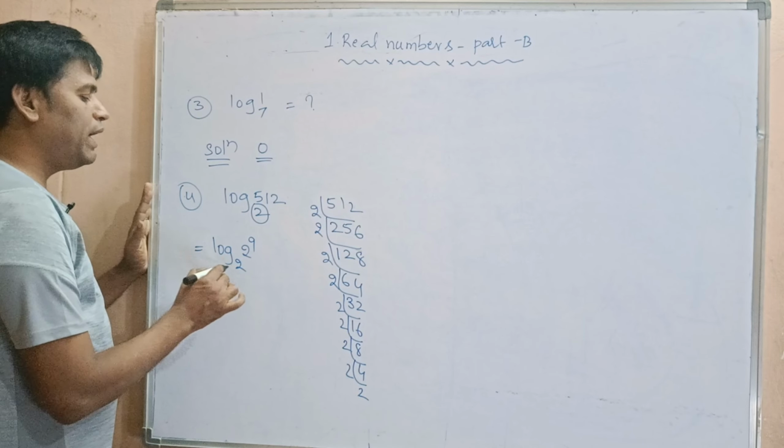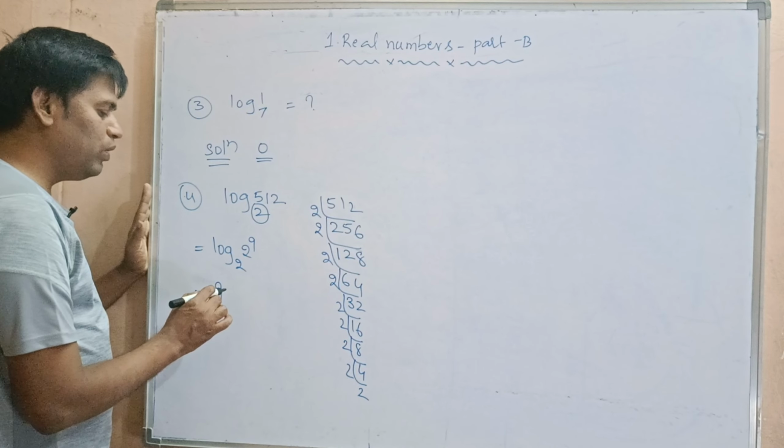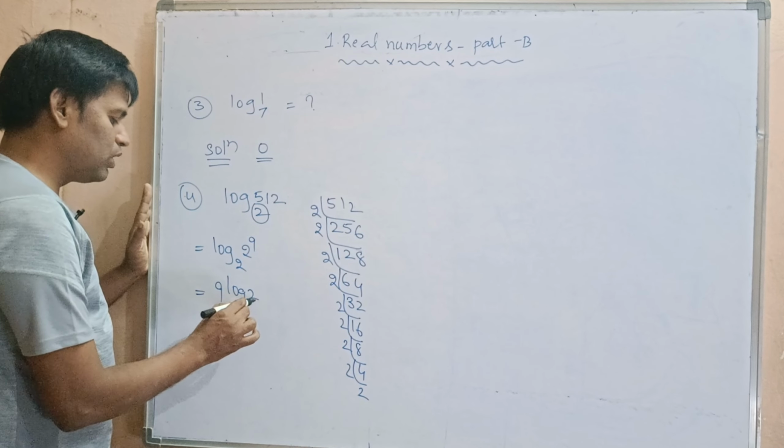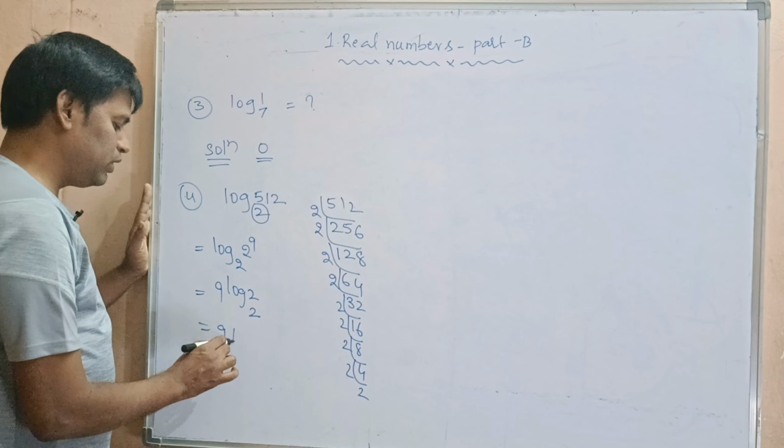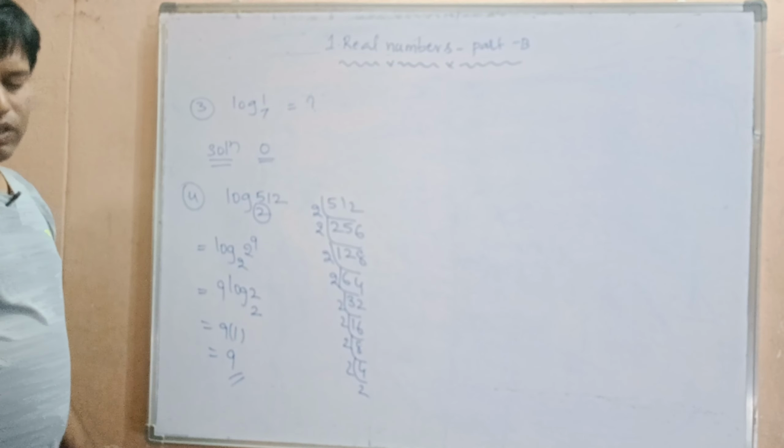Now here it is in the form of log a power of m. Log a power of m is equal to m log a, so 9 log 2 base 2. Here 9 into 1 is equal to 9 only. Okay, that is your answer.